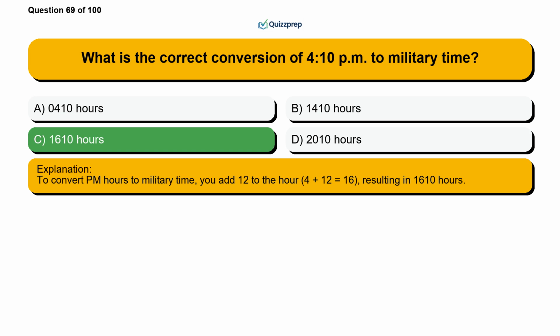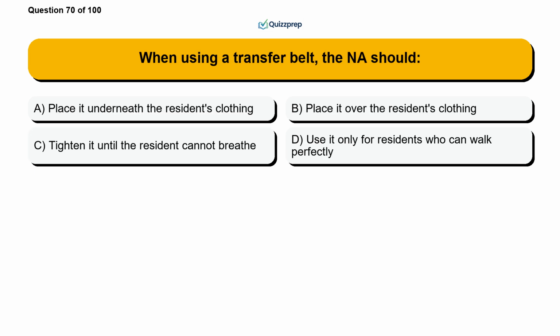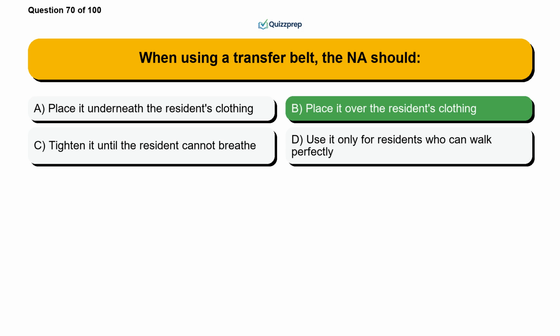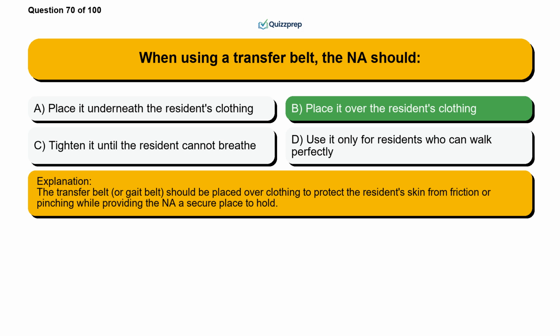Question 70. When using a transfer belt, the NA should: Option A, place it underneath the resident's clothing. Option B, place it over the resident's clothing. Option C, tighten it until the resident cannot breathe. Option D, use it only for residents who can walk perfectly. The correct answer is option B, place it over the resident's clothing. The transfer belt, or gait belt, should be placed over clothing to protect the resident's skin from friction or pinching while providing the NA a secure place to hold.